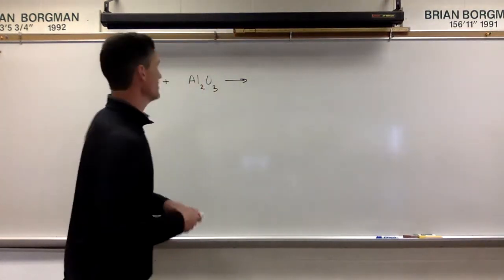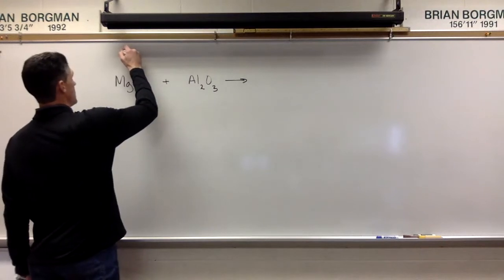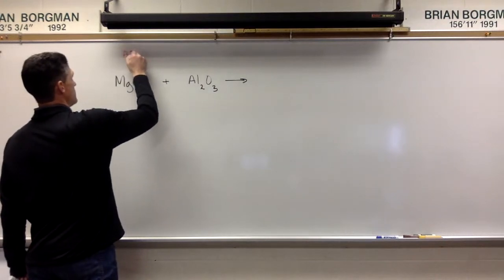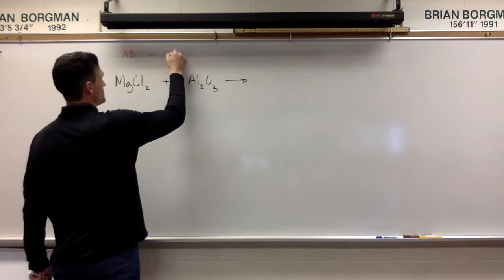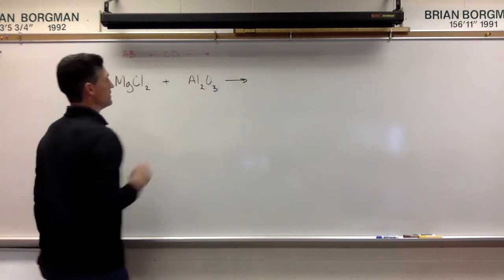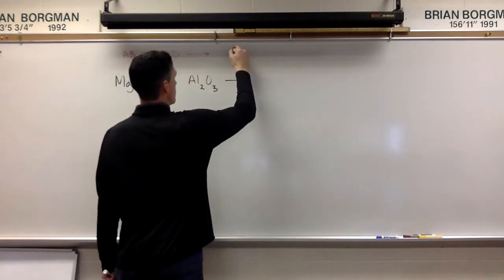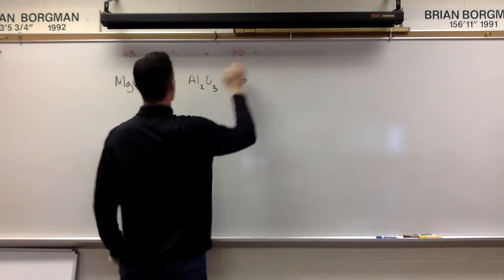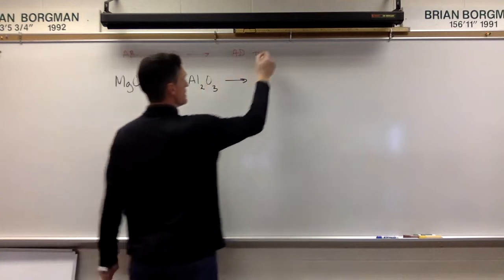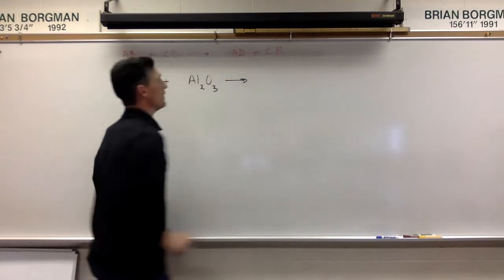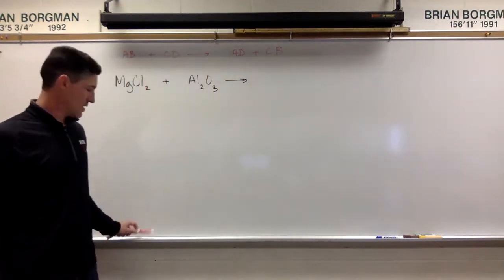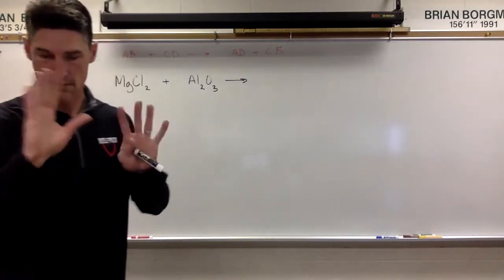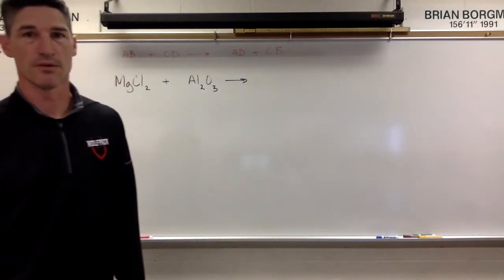And that general pattern, if you remember, is going to be AB plus CD will yield AD and CB. We've got to get those together to be neutral and balanced, and we've got to do the neutral first, and then we'll do the balance.